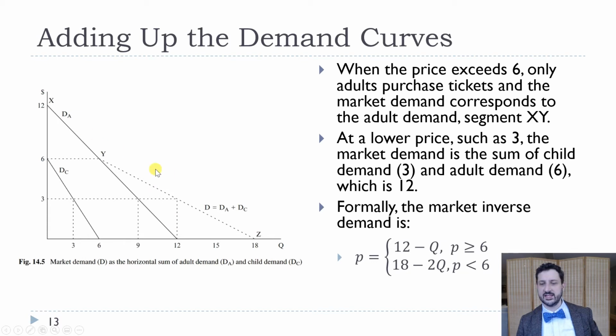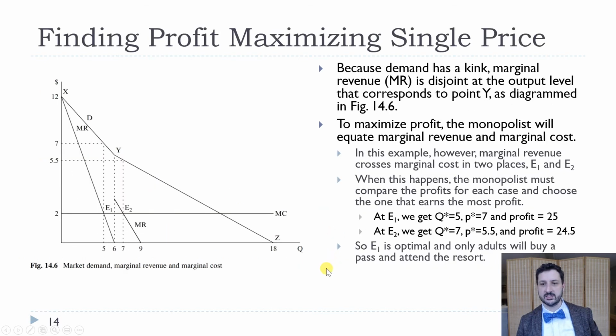So, all right, we've got a kinked demand curve. That means we're going to have a kinked marginal revenue curve as well. In fact, a discontinuous marginal revenue curve. And what happens here is that we've got the marginal revenue curve from the adults and then the marginal revenue curve from the two of them together, but a constant marginal cost curve.